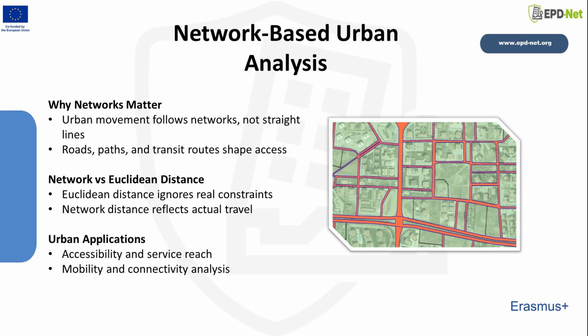Network distance differs from simple Euclidean distance. While Euclidean distance measures straight-line proximity, network distance accounts for real travel paths, intersections, and constraints. This distinction is critical when analyzing accessibility and mobility.